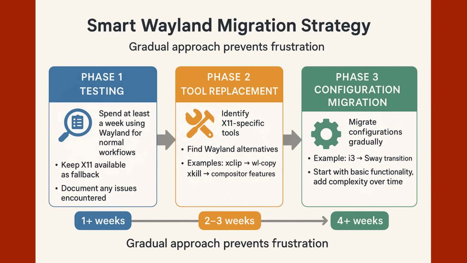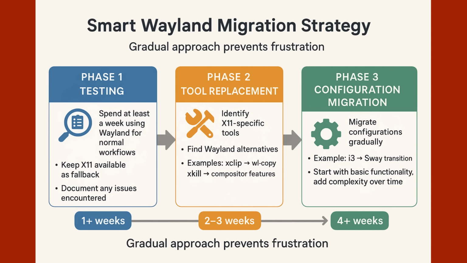Phase 2: Tool replacement. Identify X11-specific tools in your workflow and find Wayland alternatives. Replace xclip with wl-copy. Learn your compositor's window management features instead of relying on xkill, and so on.